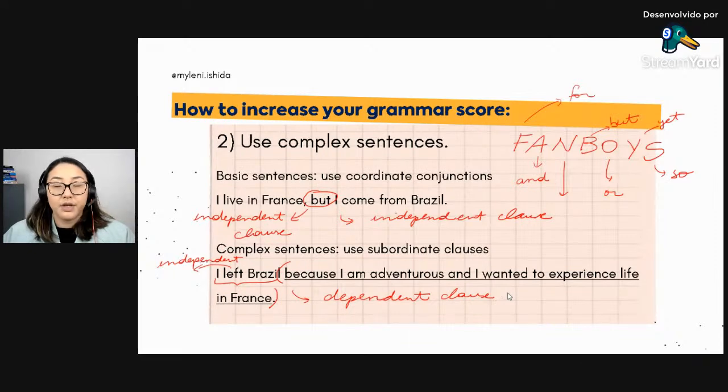So a complex sentence, and this is a kind of sentence that will help you increase your grammar score in your writing and in your speaking, is a sentence that has an independent clause together with a dependent clause. How do you use that? You are going to use the subordinating conjunctions. You are not going to use the fanboys. You are going to use the subordinating conjunctions.